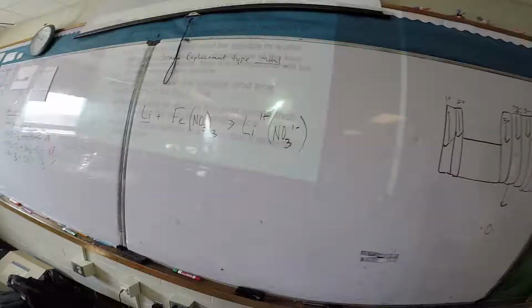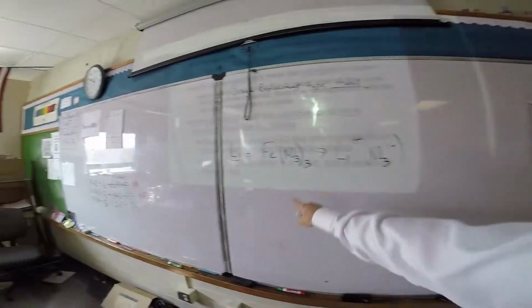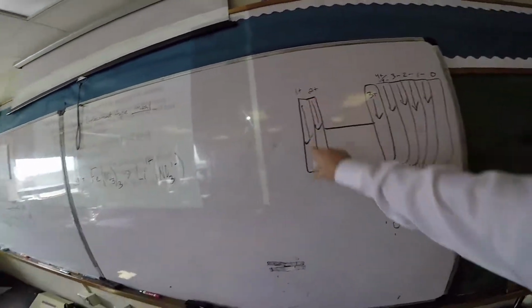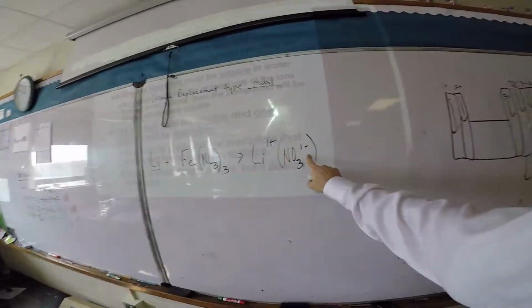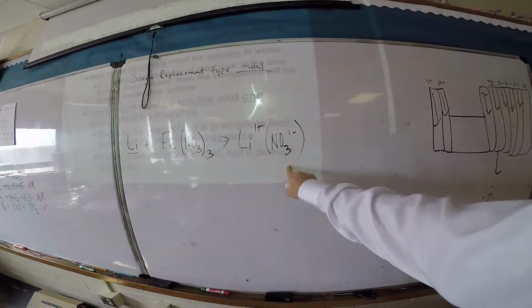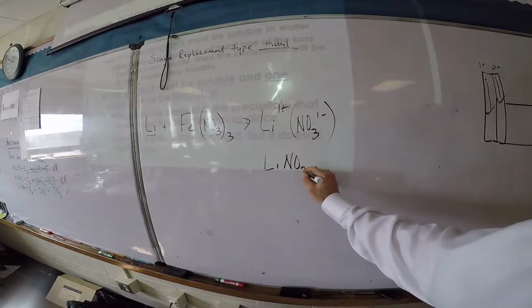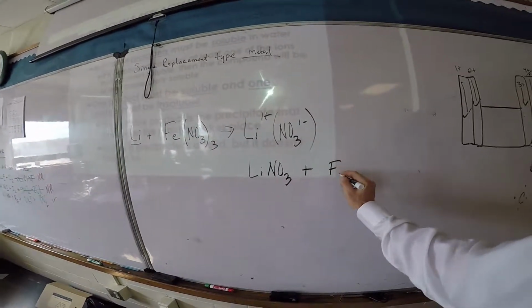This is a difficult one. Homework tonight, you have lithium and iron nitrate. Lithium has a 1 positive because it's found in the first group. Nitrate is 1 negative. It's found on the polyatomic ion table. They both cross out and you get LiNO3 plus iron. Write that down.